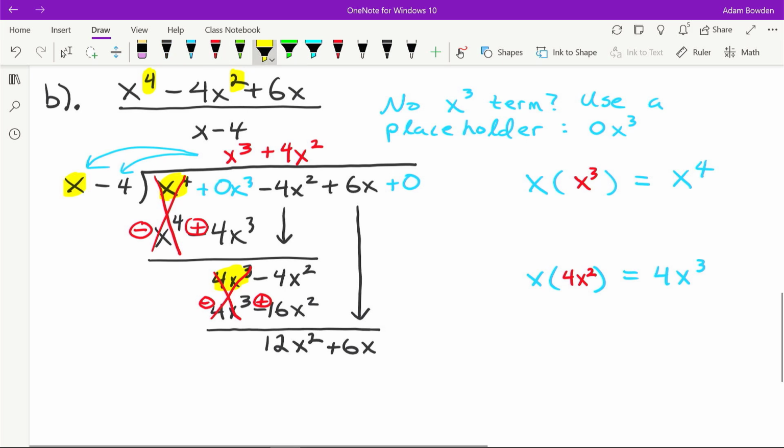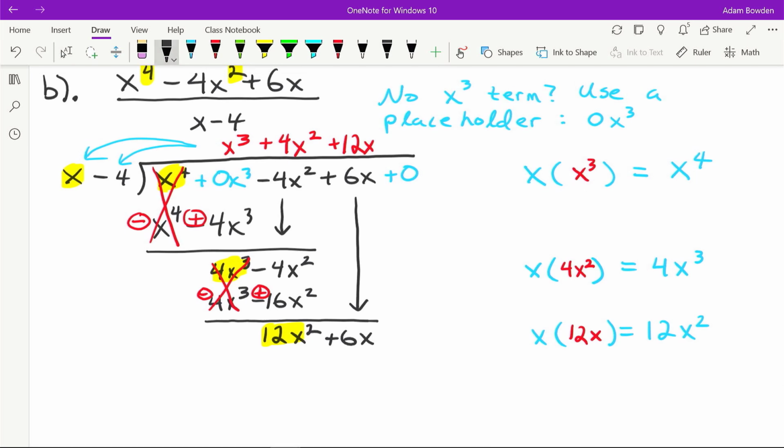We'll ask ourselves, what do we have to multiply again? So we have to say x times blank is 12x squared. That would be 12x. So up here we'll put plus 12x. And then we'll multiply again to get 12x squared minus, then negative 4 times 12 is negative 48x. Flip the signs, combine the terms together. The result would be to have 54x.